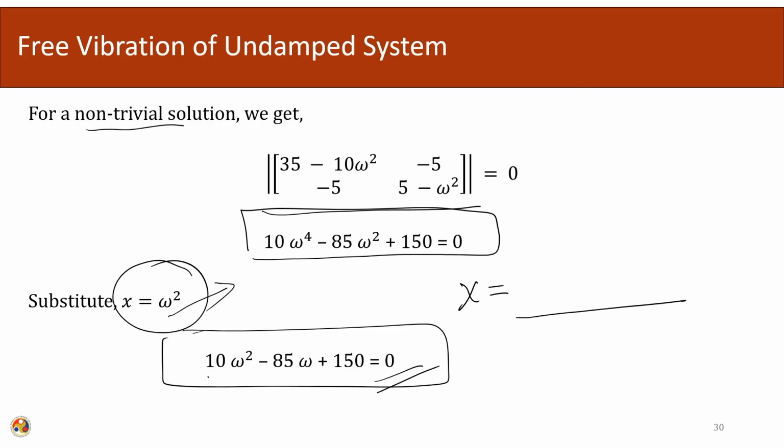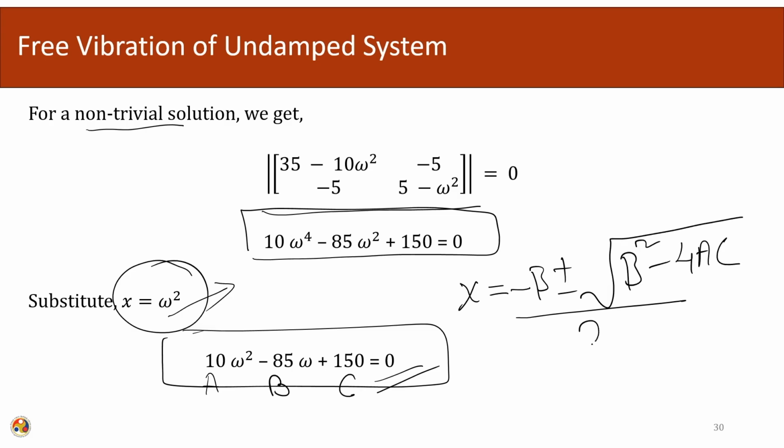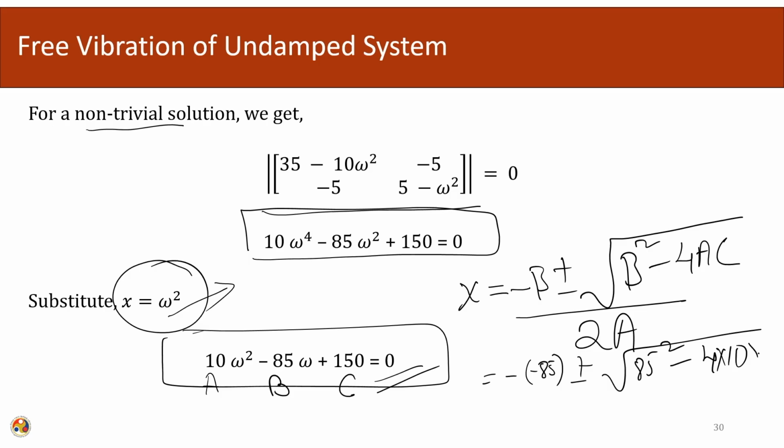So, this is a, b, c. Okay. So, x equals minus b plus minus the root of b square minus 4ac, divided by twice of a. Okay. So, the value of b is minus of 85 plus minus root of 85 square minus 4, a is 10 and c is 150, and then twice of a, 2 into 10.